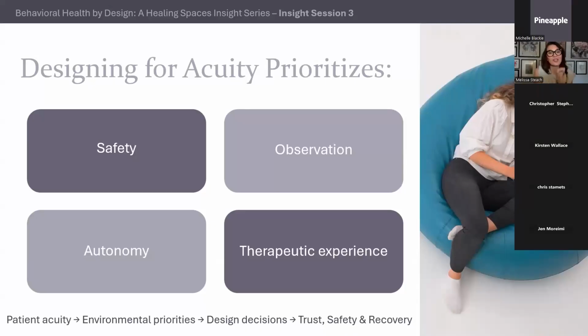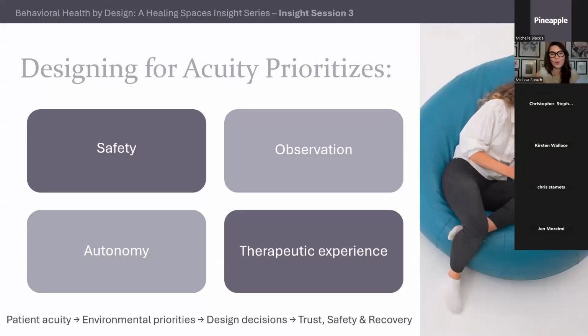Those priorities should guide our design decisions, and together they help create environments that support trust, safety, and recovery for everyone that's involved in that care ecosystem: the patient, the caregivers, the staff, and the people who are visiting who have a vested interest in the patients there.